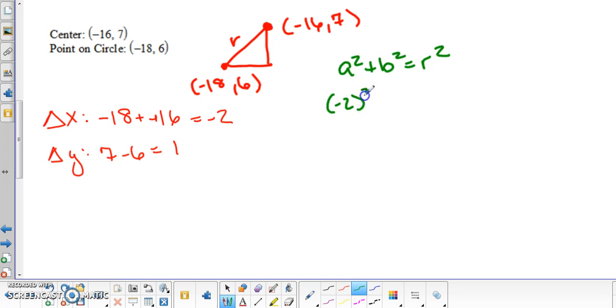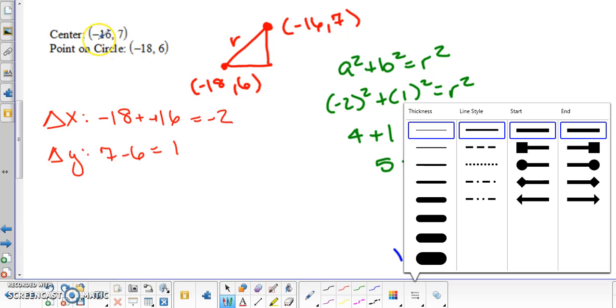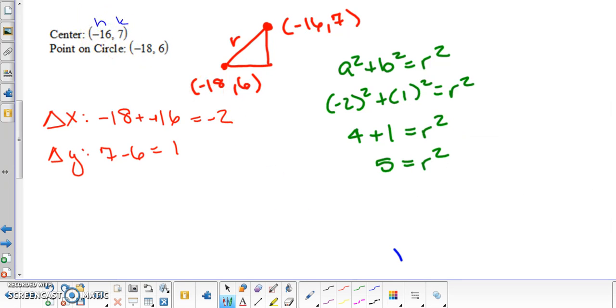So -2 squared plus 1 squared equals r squared, where I have 4 plus 1 equals r squared. So now I have my r squared is 5. So now I can put this into my equation because I have my h, I have my k, because that was given to me initially. So now I'm going to go x minus h, minus -16, so plus 16 squared, plus y minus k, minus 7 squared, equals 5.